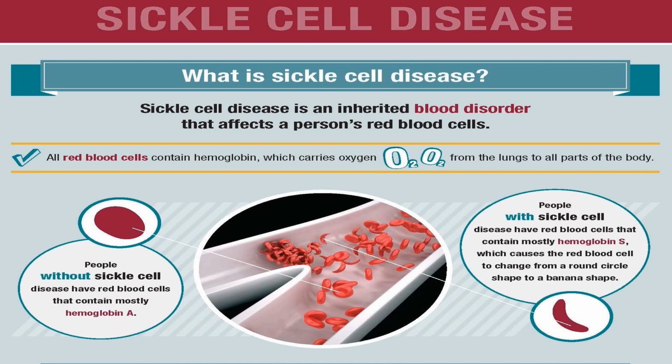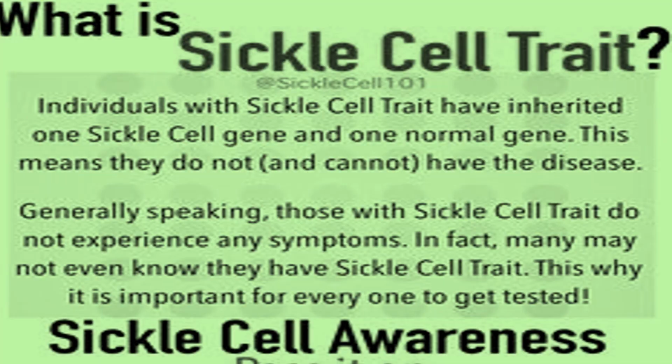So it's a disorder that affects the shape of the blood cells, and that can cause pain and discomfort in all sorts of ways. Individuals with sickle cell trait have inherited one sickle cell gene and one normal gene. This means that they don't have the disease. They're not people with sickle cell disease. They just have the trait. They're carriers of the trait. Generally speaking, those with sickle cell trait do not experience any symptoms. In fact, many may not even know that they have sickle cell trait.